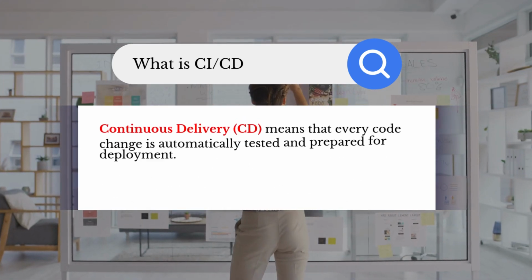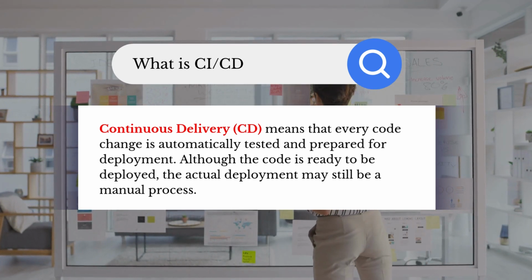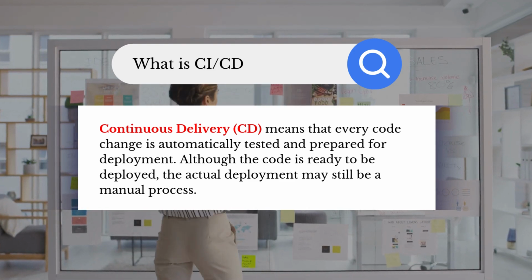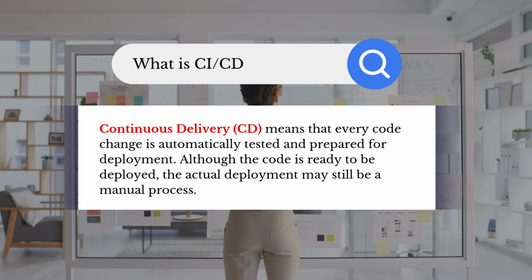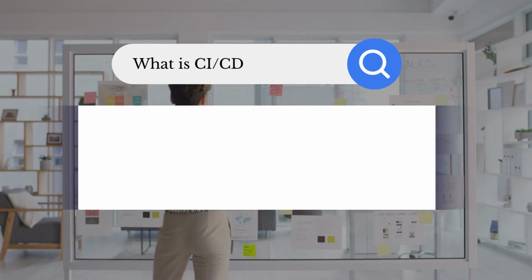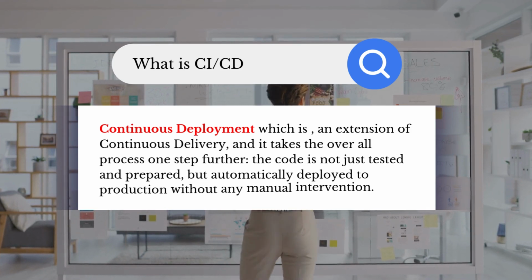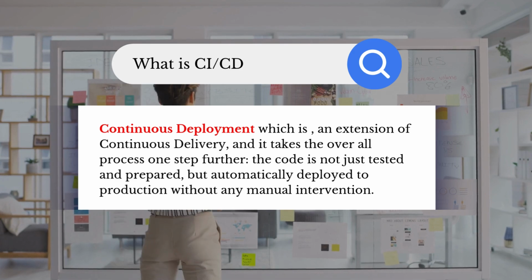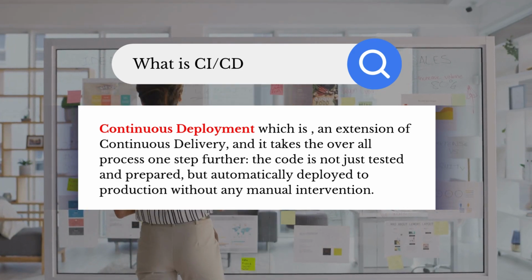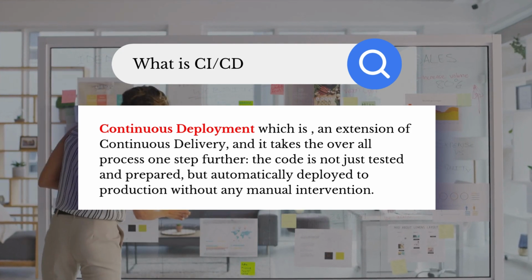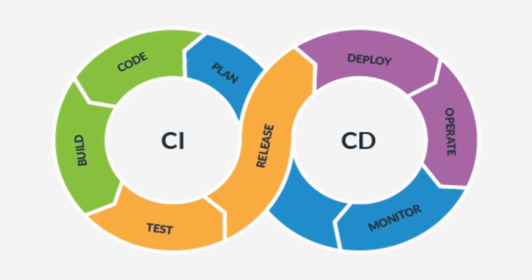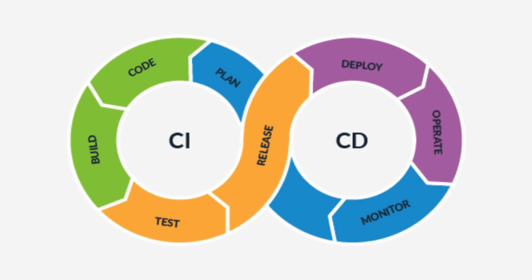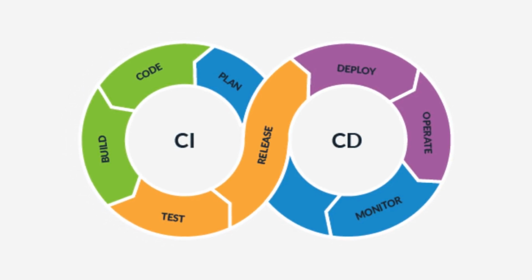While continuous delivery means that every code change is automatically tested and prepared for deployment. Although the code is ready to be deployed, the actual deployment may still be a manual process. And to achieve that, we have continuous deployment, which is an extension of continuous delivery, and it takes the overall process one step further. The code is not just tested and prepared, but automatically deployed to production without any manual intervention. CI/CD drastically shortens the feedback loop by testing code automatically and delivering new features to users quickly and continuously.